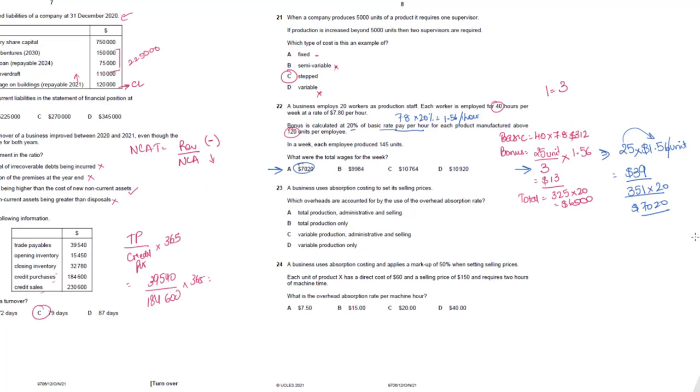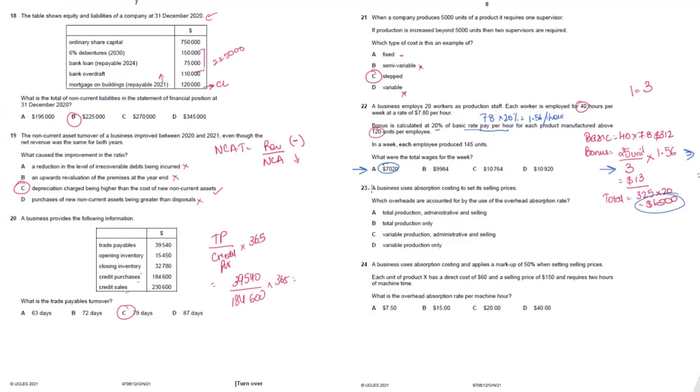Question 23. A business uses absorption costing to set its selling prices. Which overheads are accounted for by the use of overhead absorption rate? In other words, they're trying to ask you, when you calculate the overhead absorption rate, the formula is budgeted overheads upon, let's say, labor hours or machine hours, whatever. The question is, what are these overheads? Are these production overheads, admin and selling, all three together? Or are they only production? They are variable production, admin and selling, variable production only.